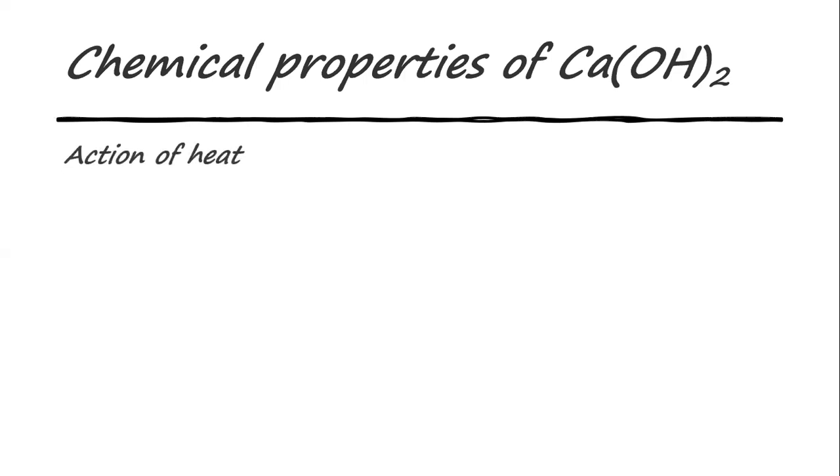Now, let's see the chemical properties of calcium hydroxide. We've already covered the chemical properties of sodium hydroxide, so let's see the chemical properties of calcium hydroxide, starting with the first one, in terms of the action of heat.